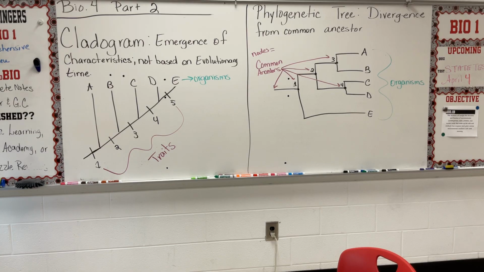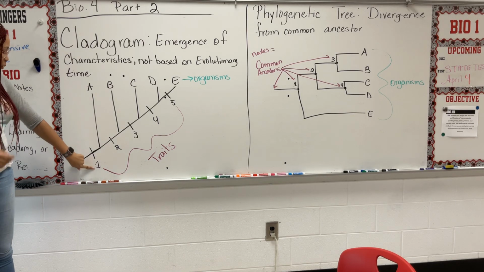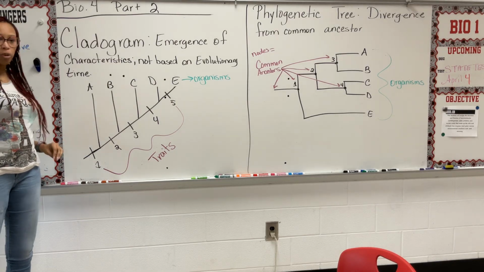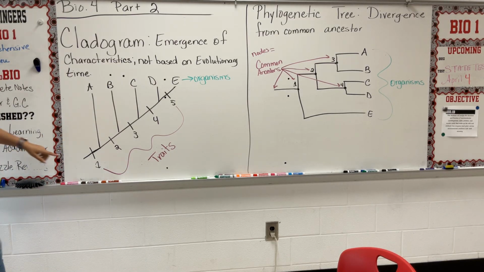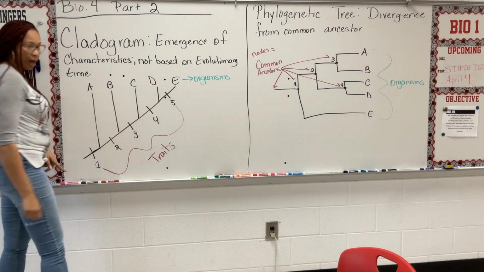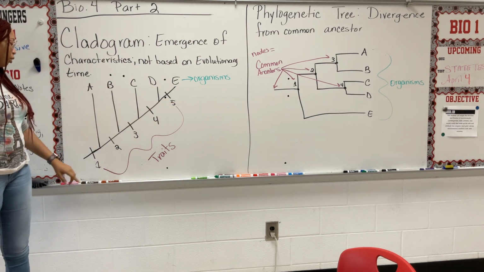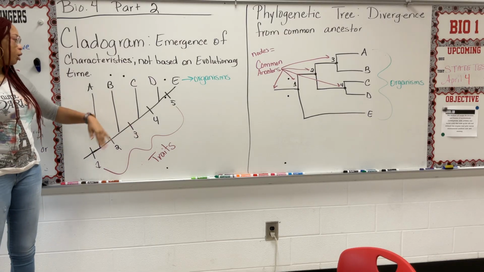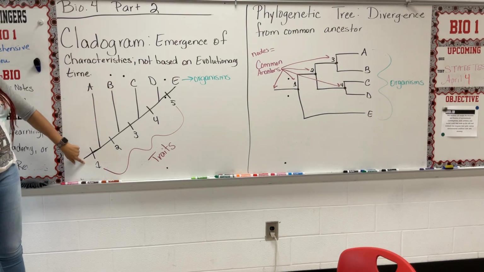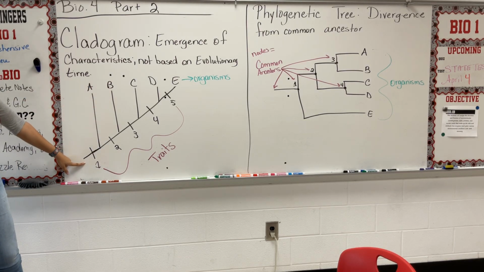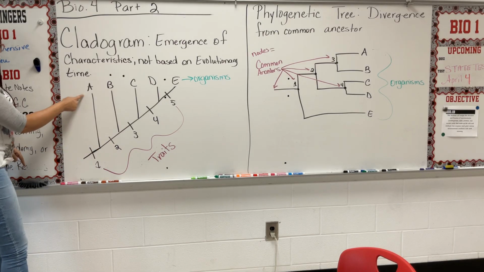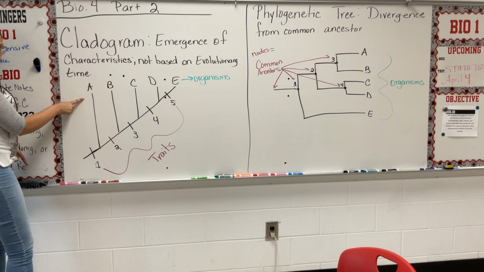So basically the way a cladogram works is when a trait shows up, everything after that trait will have it. So in this case, organism E would have traits 1, 2, 3, 4, and 5. Organism D would only have traits 1, 2, 3, and 4. Organism C would have traits 1, 2, and 3. Organism B would have traits 1 and 2, and A would only have trait 1, because the trait 2 came after organism A appears. Following?